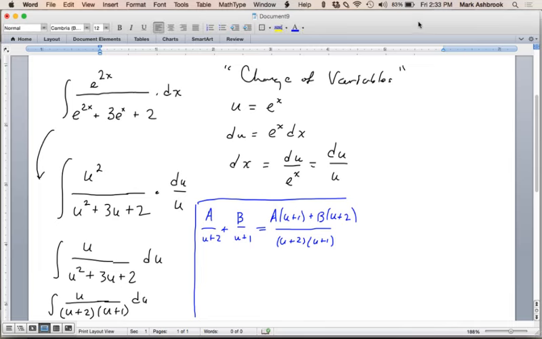Okay, so we're doing a change of variables. We're going to change e to the x into u. We've got to figure out what du is by finding, or sorry, dx. Through this, we found that dx was du over u, and that by changing to the variable u, we get this partial fractions problem with a common denominator of u plus 2 times u plus 1. And so now we know that all that numerator there has got to be equal to u.